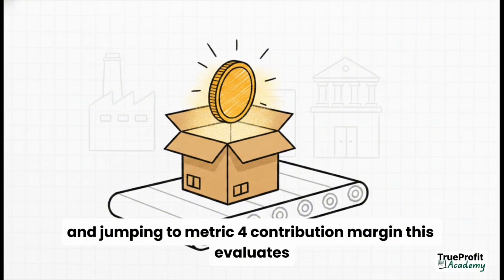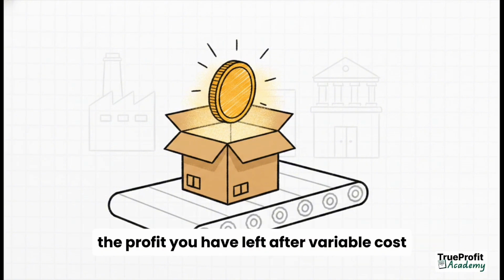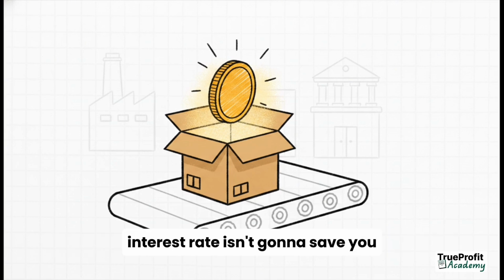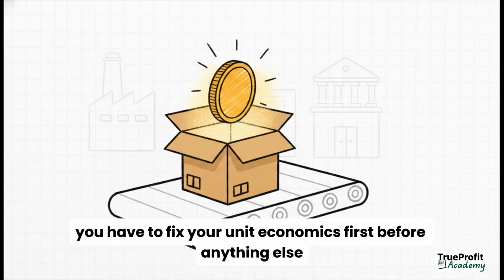And jumping to metric 4, contribution margin. This evaluates the profit you have left after variable costs directly tied to individual orders. If this margin is weak, negotiating a better loan interest rate isn't going to save you. You have to fix your unit economics first before anything else.